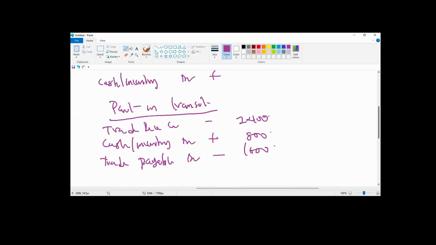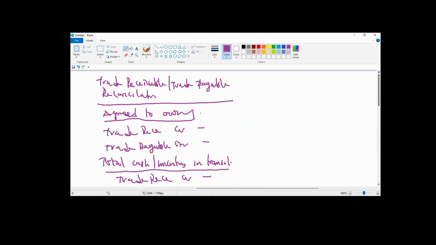Look at it here. Trade receivable, trade payable reconciliation between the parent and subsidiary. You cannot owe each other. You are a single entity. Trade receivable, I will credit. For the first one, how do we know? Nothing in transit. They both of them will agree. Trade receivable credit, trade payable debit. Eliminate. You can't owe each other.